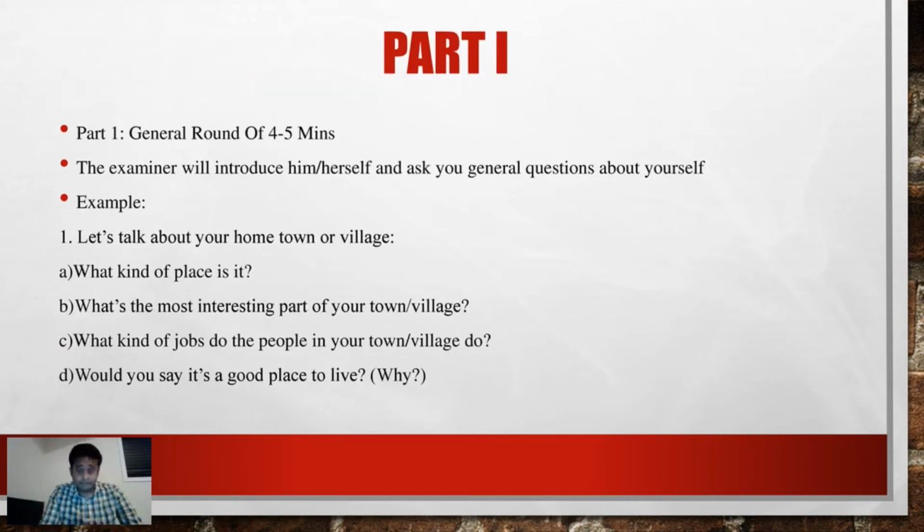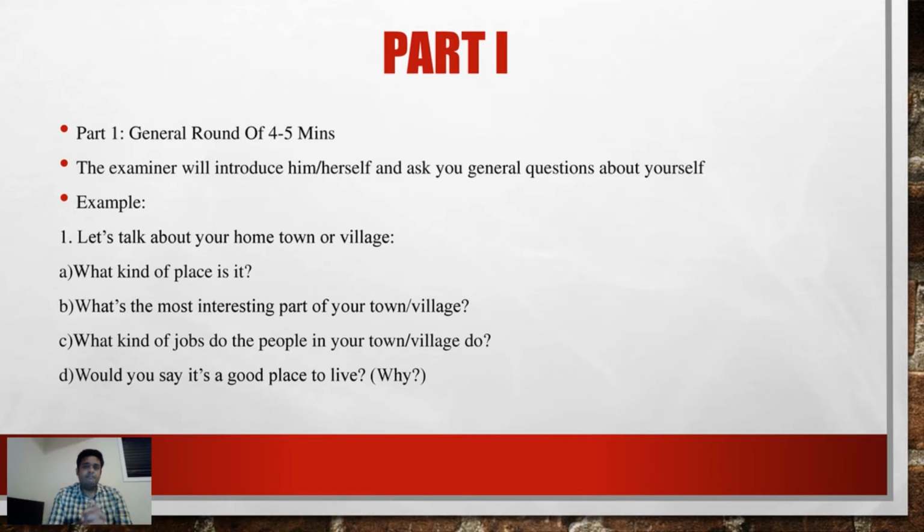Now, part one is a general round. Like I said, the examiner is going to ask you questions about yourself, about your hometown, about what you do for a living, or where you studied. Sometimes you might even be asked to introduce yourself, like in any other interview. Most of the time it's introducing yourself, followed by generic questions about your hometown, your job, etc.